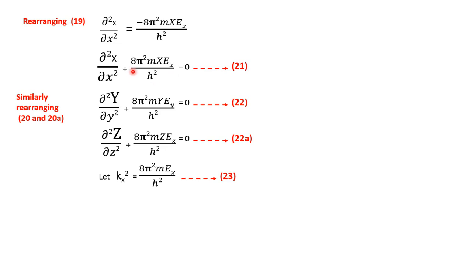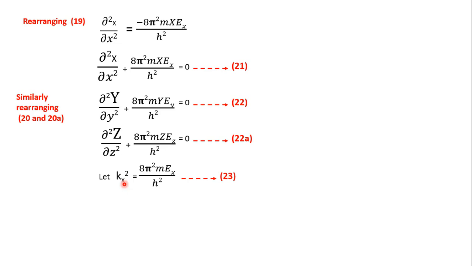Now we are going to solve equation 21. Look at the left hand side. Look at the second term on the left hand side. Capital X is the function which has to be solved. Taking all the other things other than capital X, 8 pi square m Ex by h square as k square. This can very well be taken as k square itself, it doesn't matter.